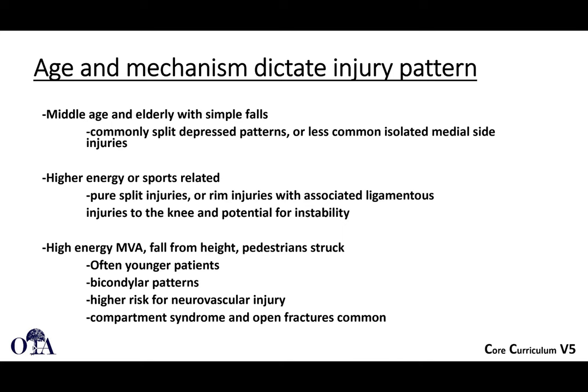So age and mechanism will help to dictate injury pattern to a certain extent, as do other things. When you have somewhat older patients, middle-aged and elderly with simple falls, you will see split depressed patterns, sometimes just isolated medial side injuries. With higher energy or sometimes sports-related injuries, you'll see these split fractures, and we'll get into that. Sometimes there are rim avulsion-type injuries with ligamentous injury to the knee, and you have to be careful to not miss instability. And then you have your high-energy motor vehicle accidents and falls from heights. These are things you'll see in level 1 trauma centers, for example. Younger patients have a lot of these bicondylar patterns, and a higher risk for neurovascular and related complications and open fractures.